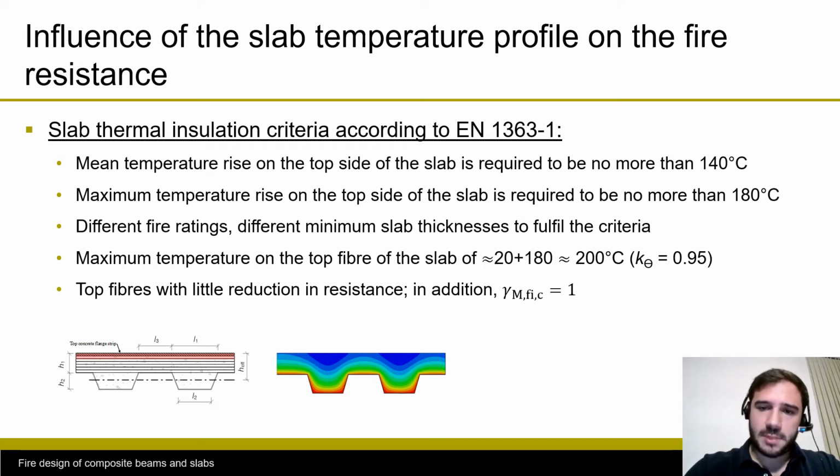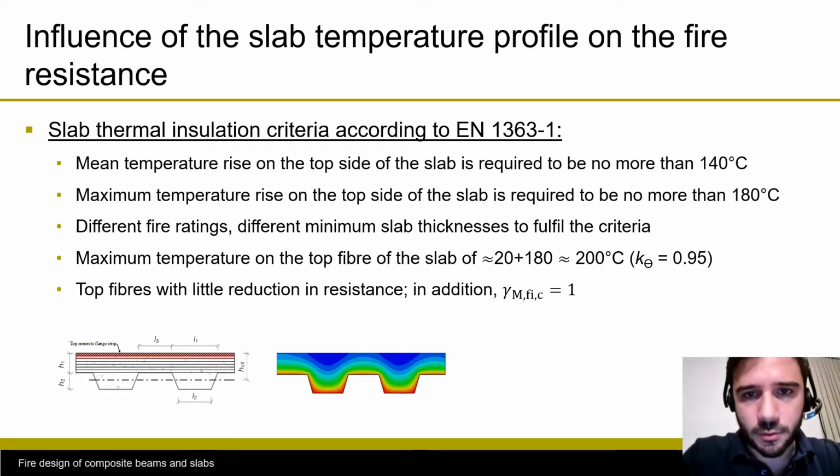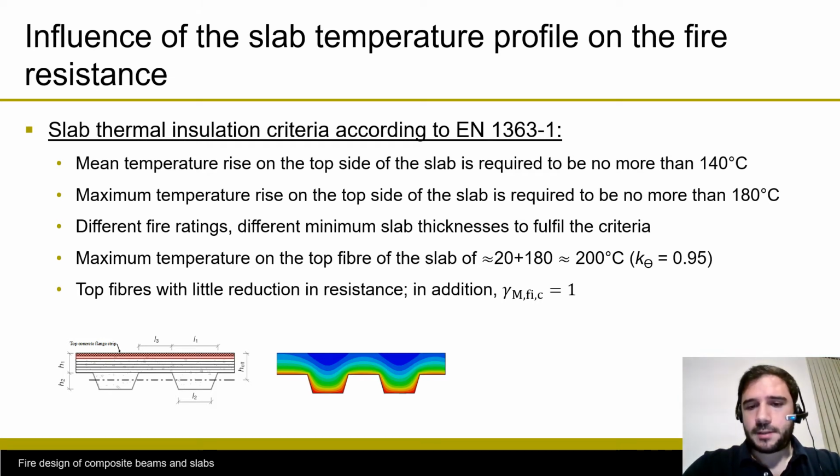Considering these two requirements and assuming a room temperature of 20 degrees, it's likely that the top fibers of the slab will not be exposed to more than 200 degrees. In fact, 200 degrees returns a reduction factor for the concrete of 0.95, which suggests that the concrete resistance at elevated temperature of those top fibers of the slab is close to the room temperature resistance. Therefore, little reduction is expected for the top fibers of the slab. In addition, the material partial factor for fire design for the concrete is equal to 1.